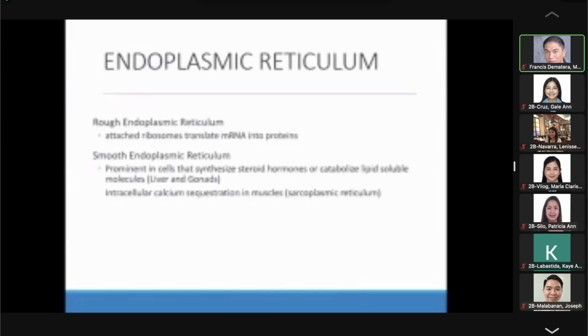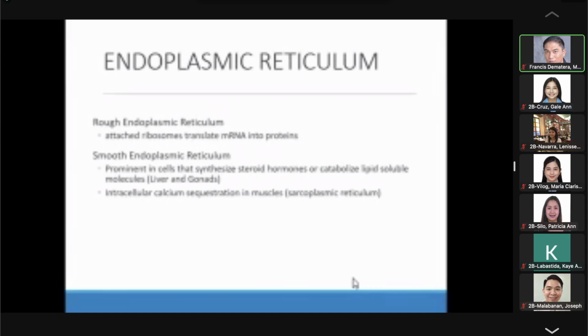So the endoplasmic reticulum, this is attached. This is called the rough endoplasmic reticulum, and there are attached ribosomes that translate mRNA into proteins. And for smooth endoplasmic reticulum, smooth ER is sparse in most cells, and they serve as a transition from the rough ER.